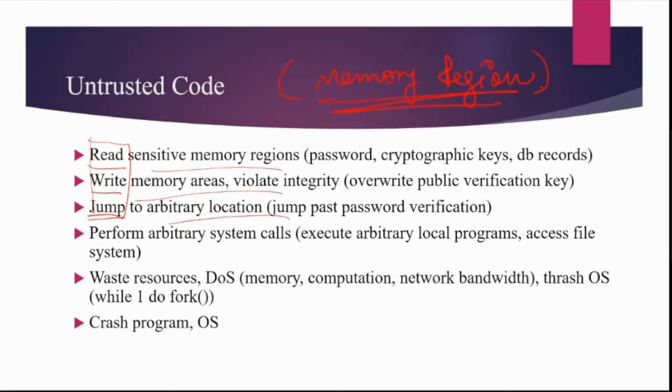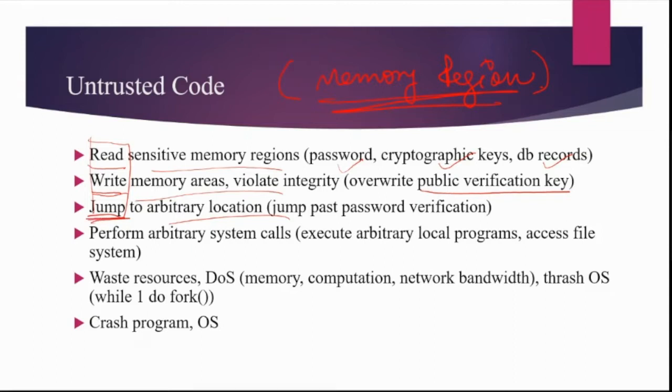Okay. So untrusted code can read your sensitive memory areas where you have stored passwords, cryptographic keys, and database records. Untrusted code can write in memory locations where it is not supposed to write, and so violate integrity. For example, if you stored somebody's public verification key in memory, and the untrusted code overrides that public key, then the entire integrity will be violated, right?